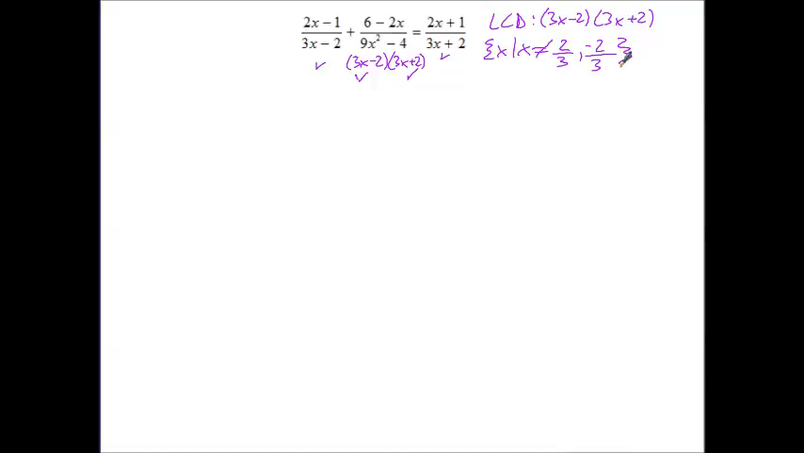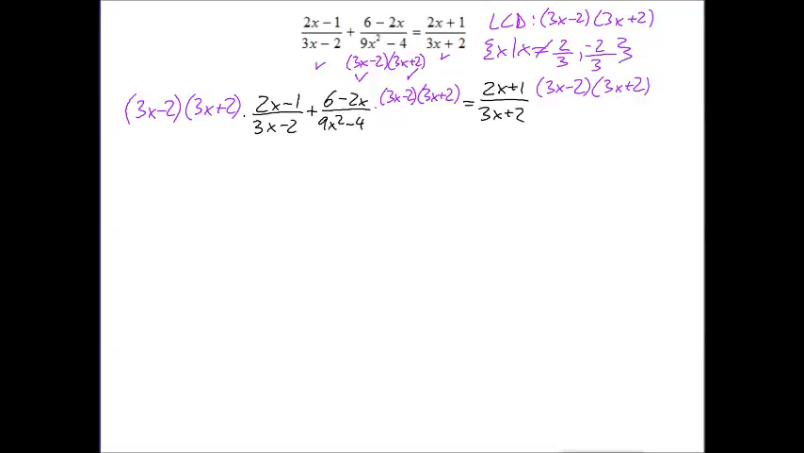Now we're going to multiply each of the three terms by our least common denominator. I'm going to rewrite this. Here we go. Let's simplify. 3x minus 2 can be simplified against 9x squared minus 4 against both these factors. And 3x plus 2 against this one. Rewrite what we have. 3x plus 2 times 2x minus 1 plus 6 minus 2x is equal to 2x plus 1 times 3x minus 2.